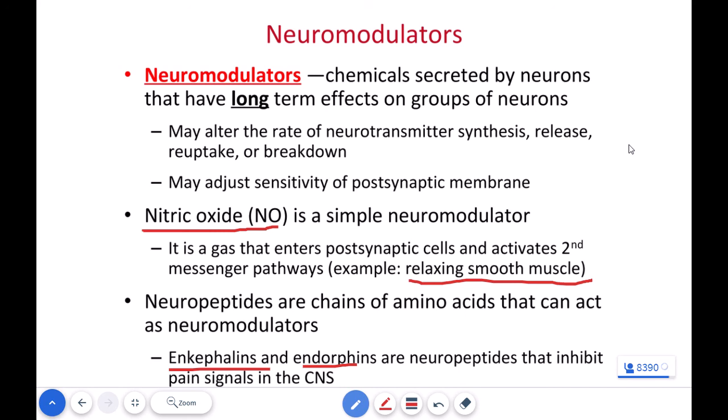And that is all we have on neurotransmitters and synapses.